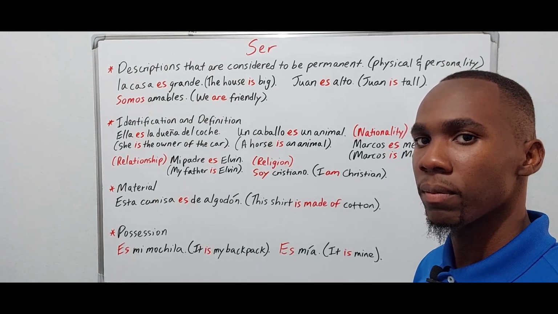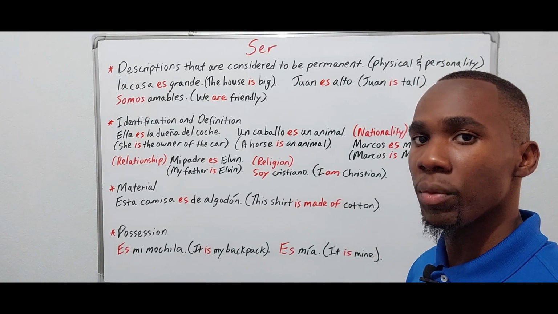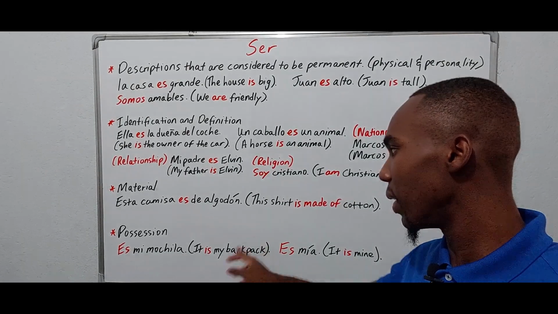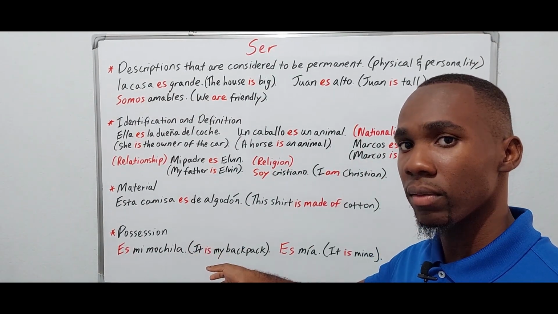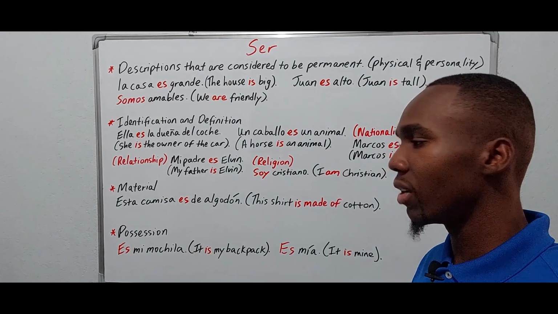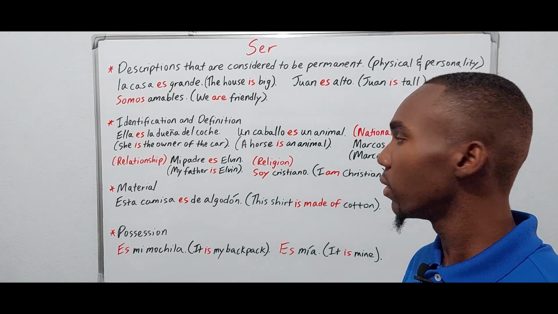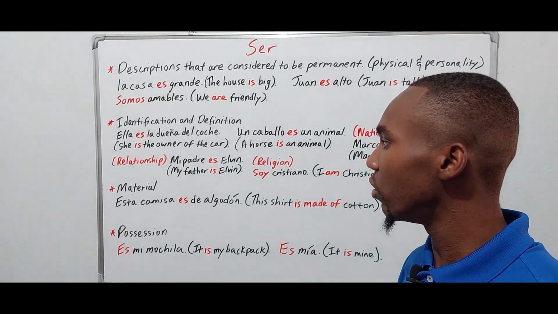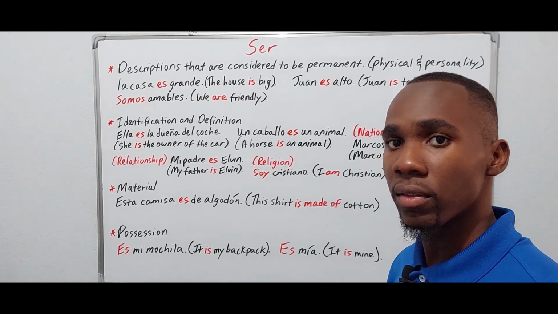Es mía. Alright? Remember that pronouns replace nouns. Okay? So this would be a possessive pronoun replacing mi mochila, my backpack. And since it's singular and feminine, we use es mía. So anytime we want to express possession, we use ser. All right? So these are some contexts in which ser is used, okay? Now we're going to continue to more contexts.